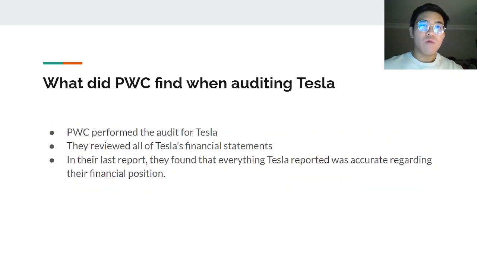So now we will look at what PricewaterhouseCoopers, or PwC, found when they audited Tesla. PricewaterhouseCoopers is responsible for reviewing all of Tesla's financial statements. In their last report for the company, they found that Tesla had been reporting everything accurately regarding their financial position. Because the company's gross margins increased from 2020 to 2022, it is unlikely that the company is reporting inaccurate information based on their previous analysis.